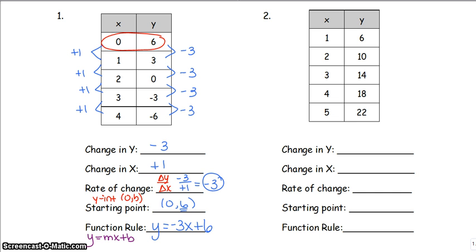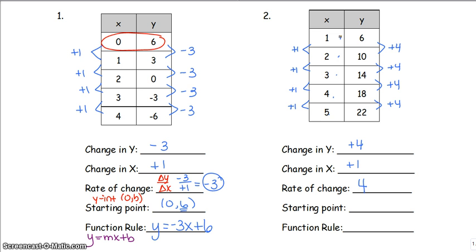Now our next one. Start again with our change in y. So we're going up by 4, up 4, up 4, up 4. Now our change in x, we're going up 1, up 1, up 1, up 1. So we've got our change in y of +4, our change in x of +1, which means our rate of change is 4 over 1, which is just 4. Now our starting point, remember we've got to look for zeros in the x column. No 0, no 0, no 0, no 0, no 0. So we actually don't have the 0 labeled there.